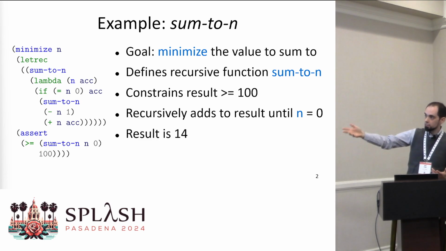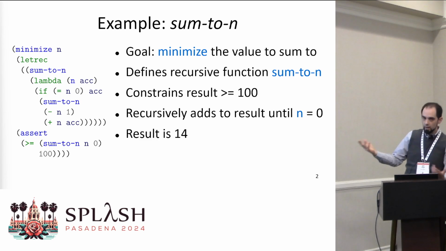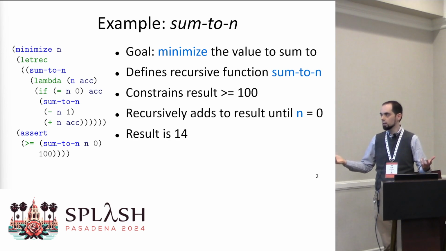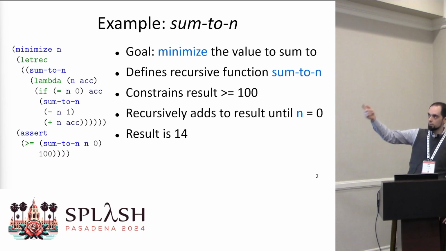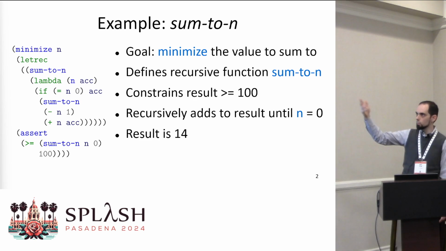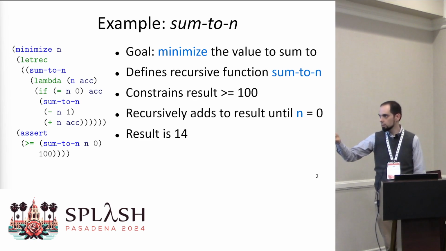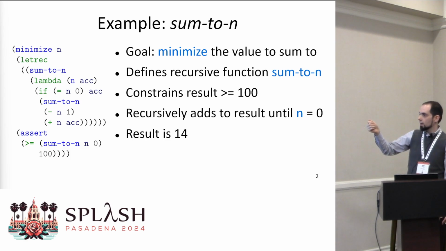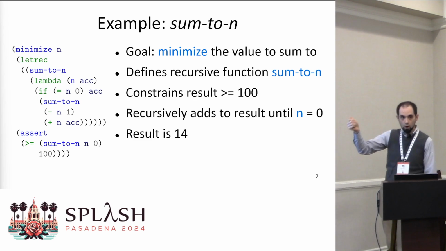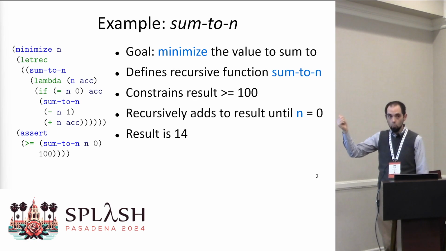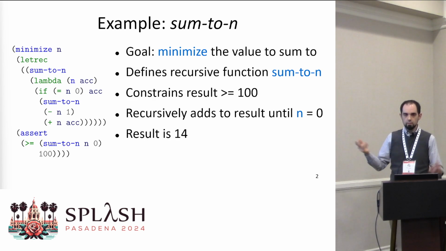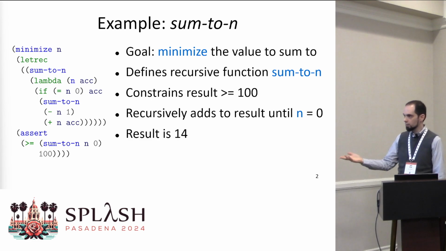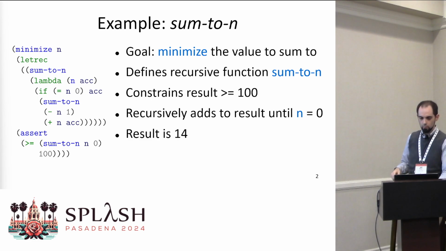But here instead, at the bottom, you can see we have a constraint that says the result has to be greater than or equal to 100. We actually want to know n. So at the very first line, we want to minimize n. We want the minimal n such that that constraint holds. In this case, it would appear that it recursively runs backwards to get the result for n of 14, which if you verify is indeed correct, because it adds up to 105, which is greater than or equal to 100.